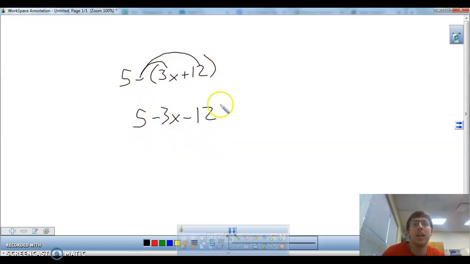Okay, now what can we combine here? Well, we can combine 5 and negative 12. So if you start at 5 and you take away 12, you're going to be in the negatives, and that's going to be negative 7 minus 3x. Okay? Or negative 3x minus 7. Same thing.